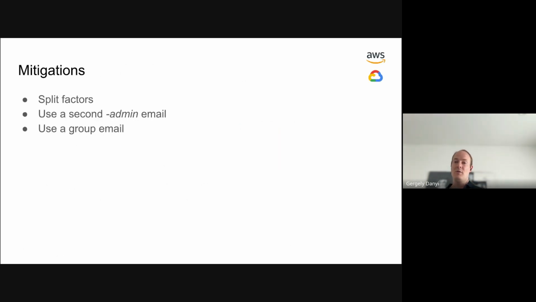Other things you can do in both AWS and GCP. You can split the factors. So somebody has the password and another person has the second factor. You can define a second admin email. So whenever I log in as the admin, that's where I really want to accomplish those super admin tasks, those root tasks. You can use a group email as the root user or the super admin. And this is useful because both AWS and GCP will send you notifications about suspicious activity, and then an entire group of people will see that. Of course, don't share the password with the entire group of people.